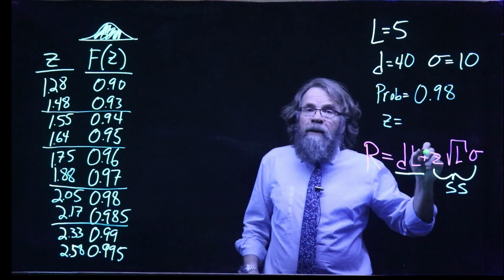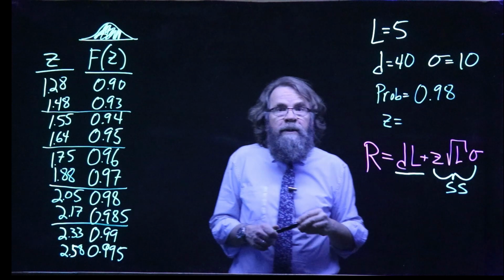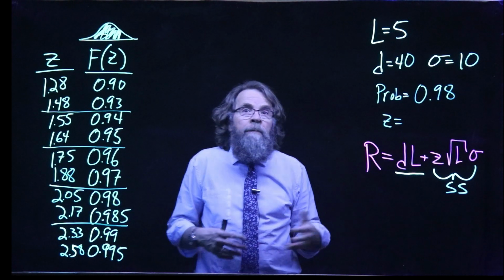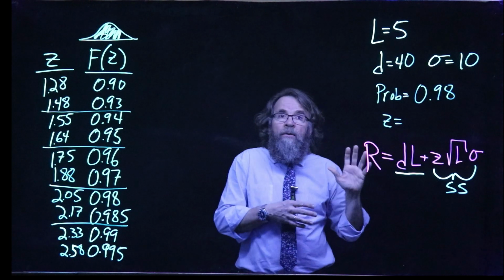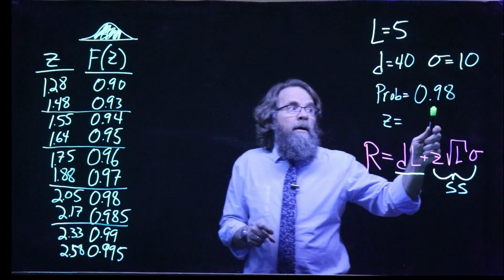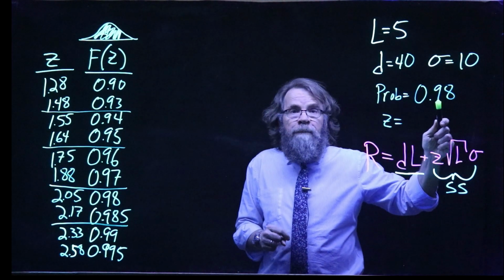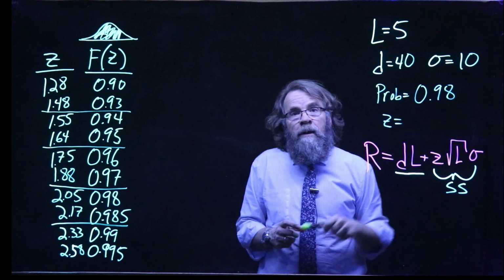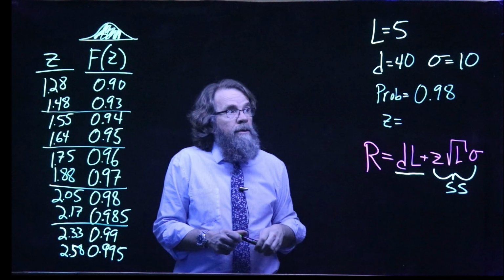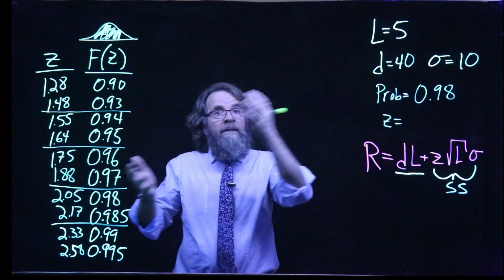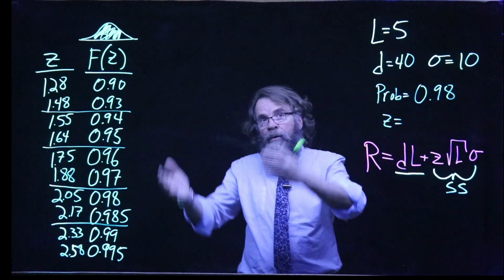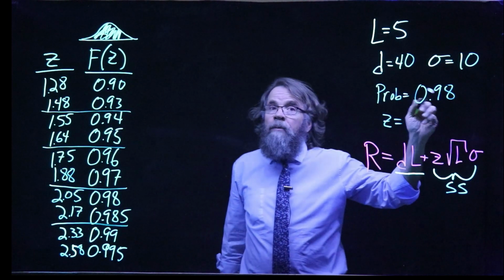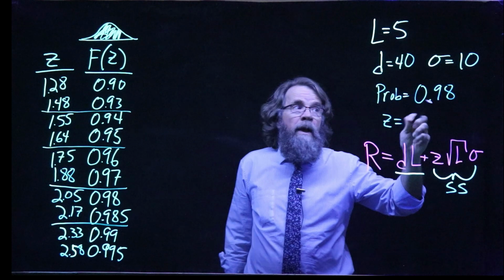And then we need Z, which is the number of standard deviations that we should set the safety stock at. And on this formula, the way we are doing that is we are taking as an input the probability of not running out. So out of all the ordering cycles, on average, 98% of the time, we will not run out.